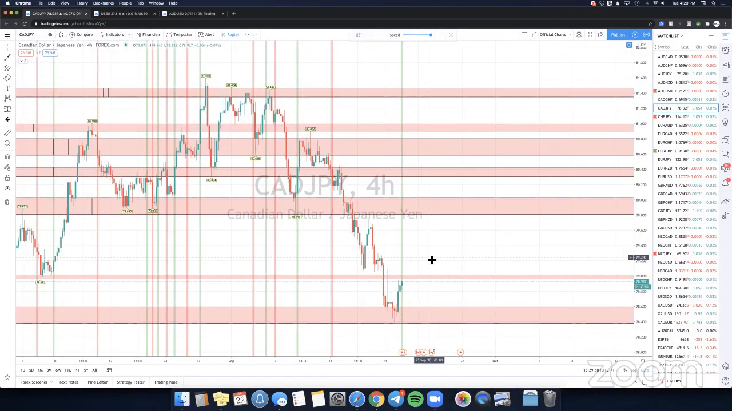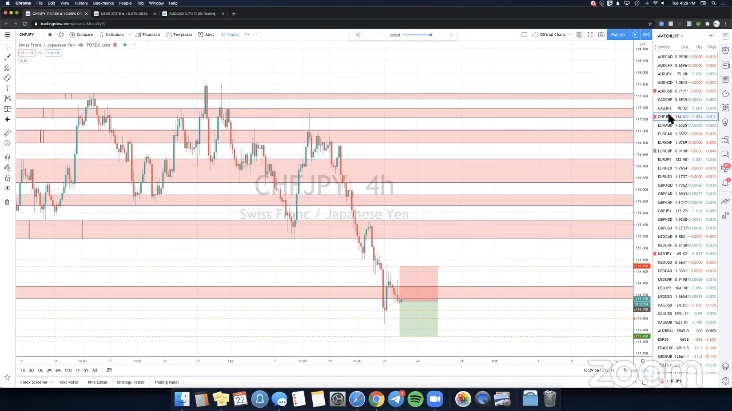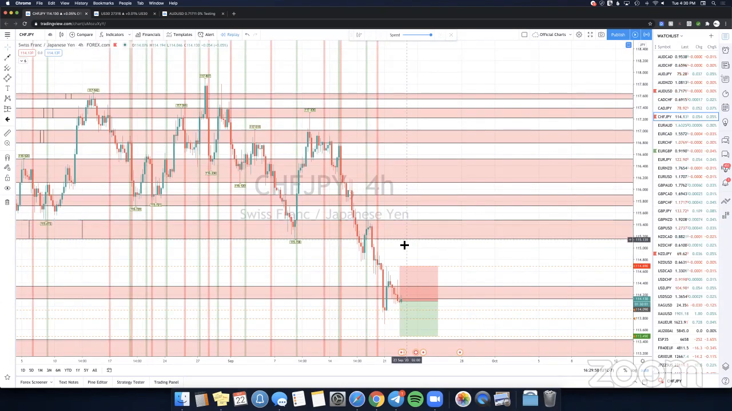So yeah, for CAD JPY, we did get a buy signal right here. So after this, I'd probably be waiting for a sell signal. Same with CHF JPY right here. Same situation. It's coming up to this point. Currently we're in the trade already, but if it was to come up right here, I'd anticipate a rejection off it, and then come down to either TP1, TP2, or maybe full TP.